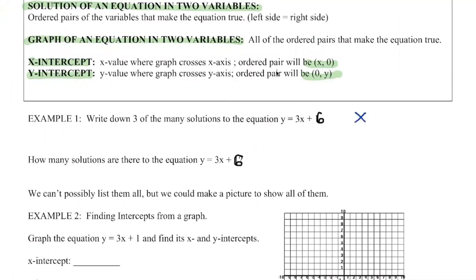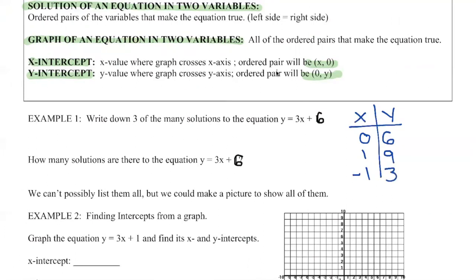So if we do x, y, and let's say I plug in 0 for x. 3 times 0 is 0, plus 6 is 6. Then I'm going to plug in the point, let's say 1. 3 times 1 is 3, plus 6 is 9. I could plug in -1. 3 times -1 is -3, plus 6 is 3.